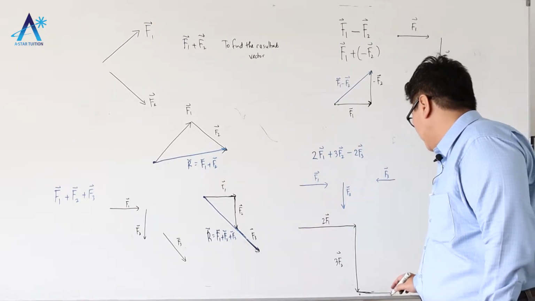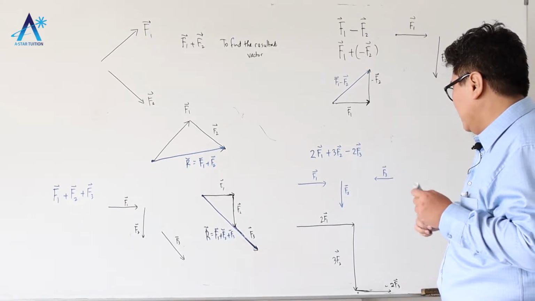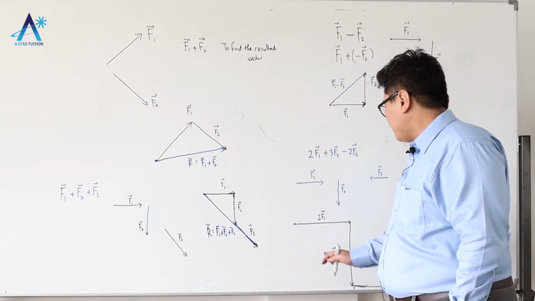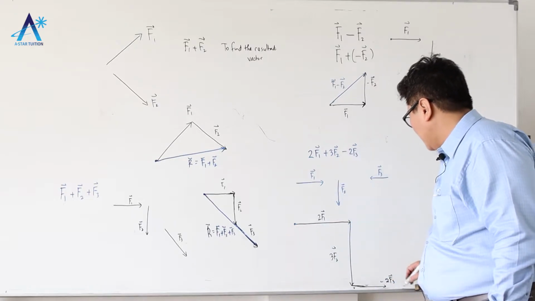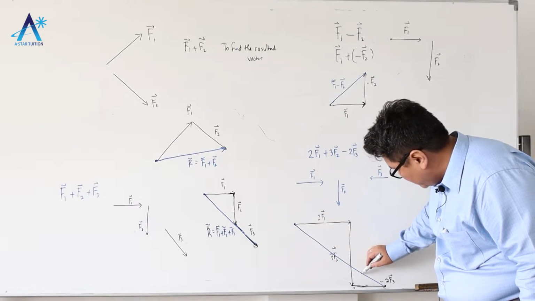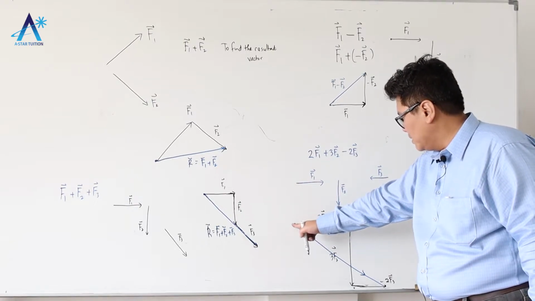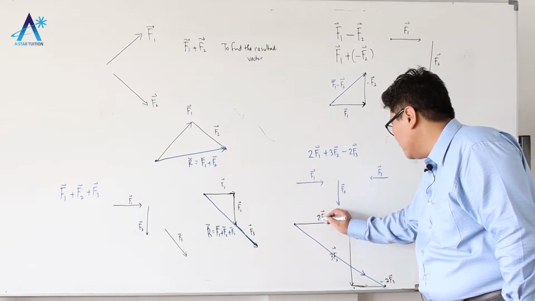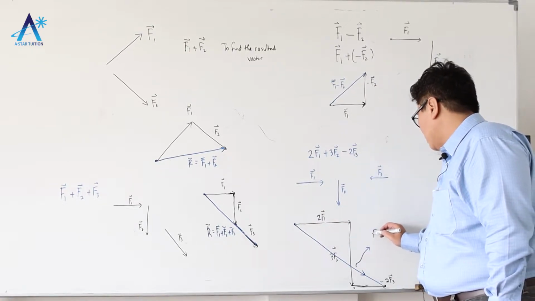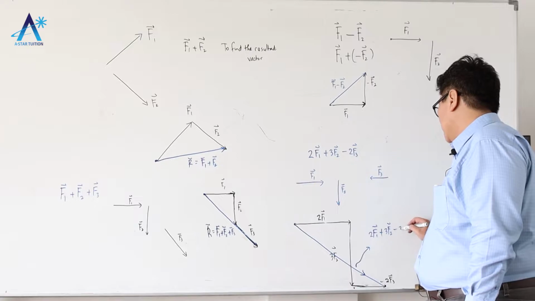So now that you have minus 2f3, once you have this, again we need to draw a line between the tail of the first vector to the tip of the final one. So draw a straight line. And the direction is from the tail to the tip. Okay. So this vector is 2f1 plus 3f2 minus 2f3.